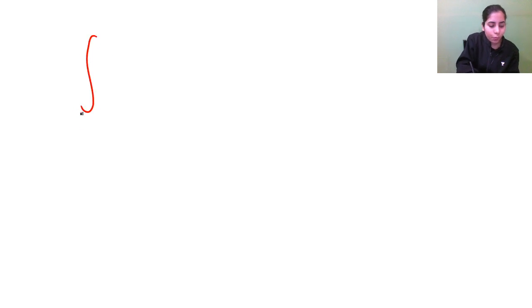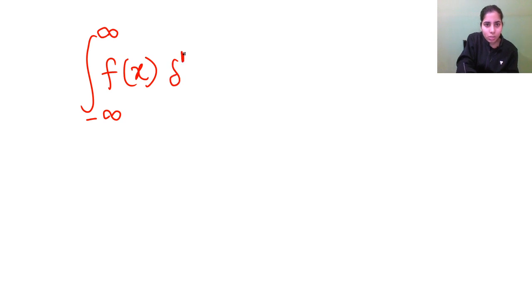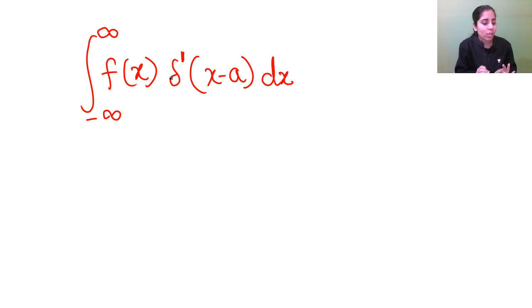integration from minus infinity to plus infinity f(x) delta dash, this is the first order derivative, (x minus a) dx. Clear? If the derivatives of the Dirac delta function are given to us, it can be not just first order, it can be more order as well. Then what will be the case and what will be the formula which we can use when we are going to solve the questions?